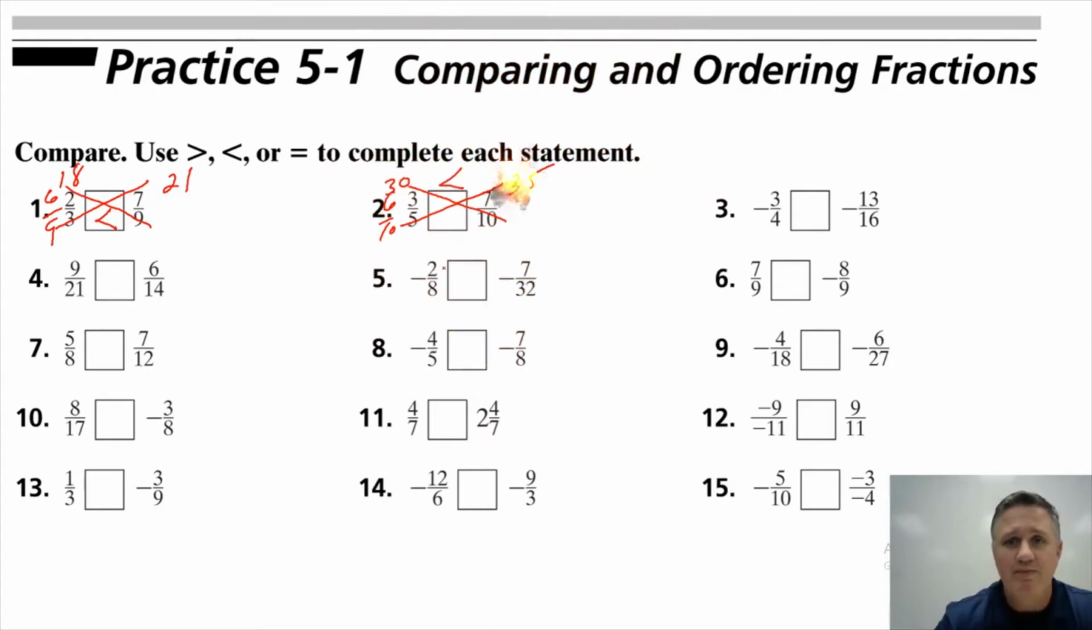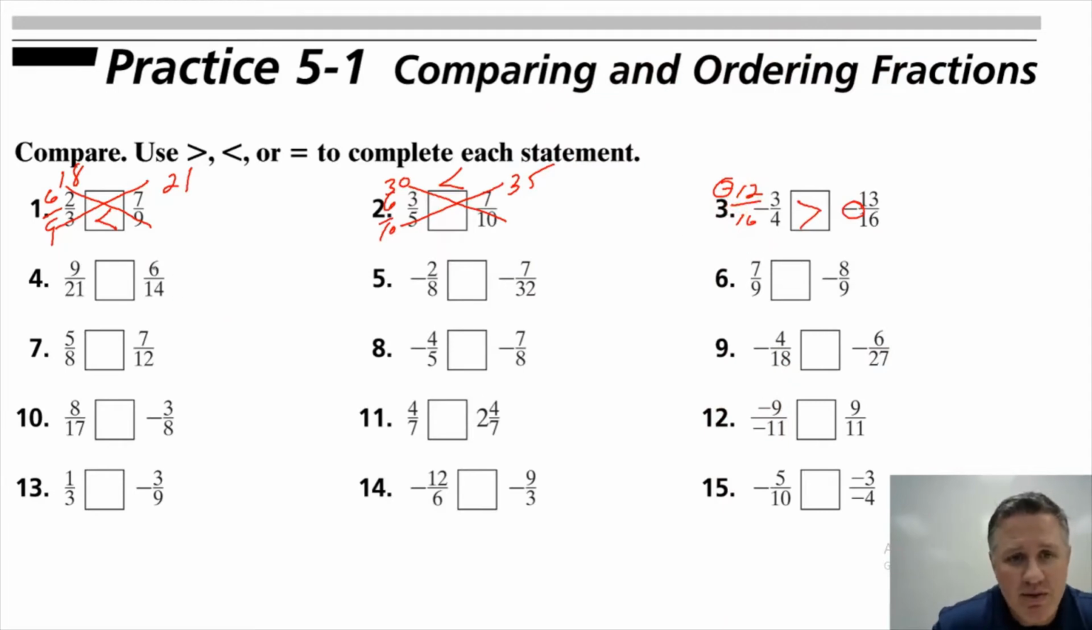35 is bigger. This one, I'm going to use common denominators because I see a 4 and a 16, and I know 4 can go into 16. 4 times 4 is 16. 3 times 4 is 12. So what's bigger? And be careful with the negatives. Negative 12 or negative 13. Negative 12 is bigger because it's closer to 0, right?